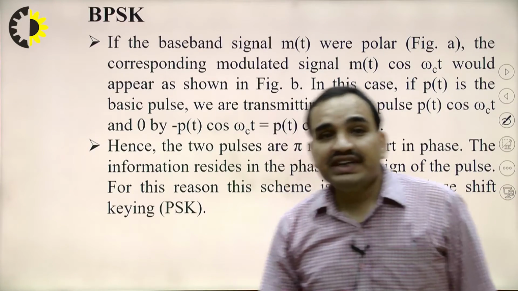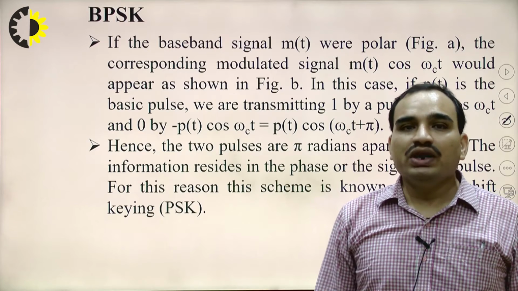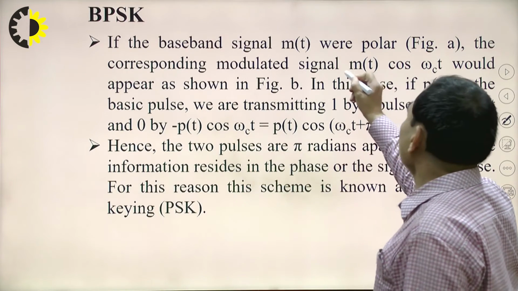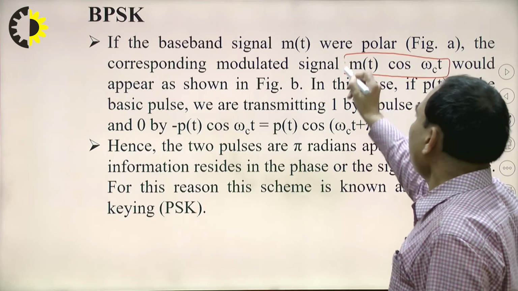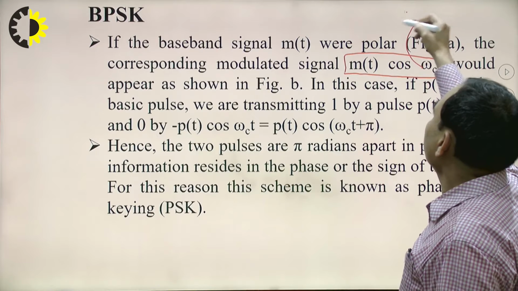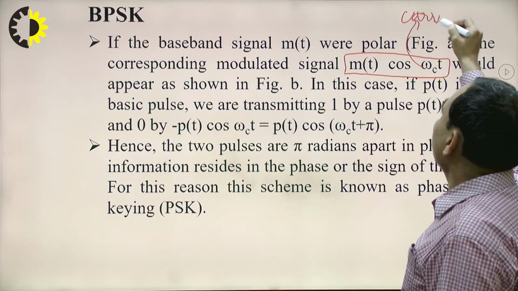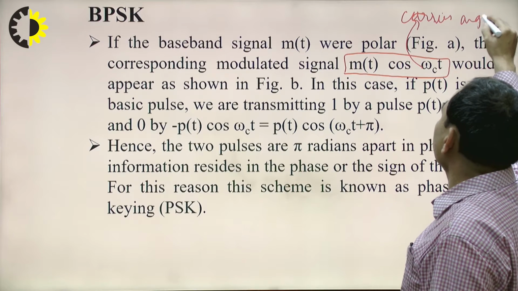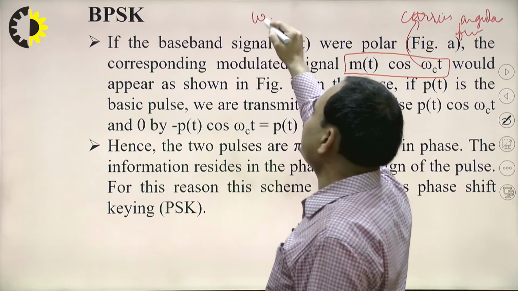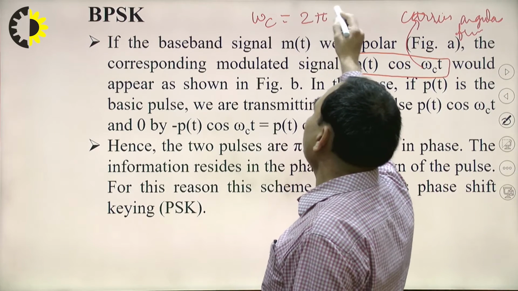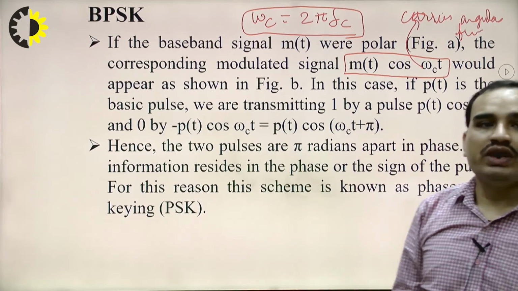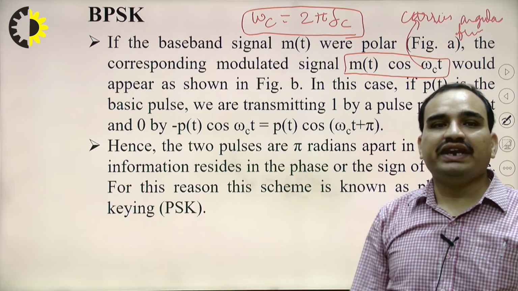So if a baseband signal is m(t), where it is polar, the corresponding modulated signal is given by m(t) cos(omega c t), where omega c is the carrier angular frequency, which can be written as omega c = 2 pi fc, where fc is the carrier frequency. This would appear in figure B.